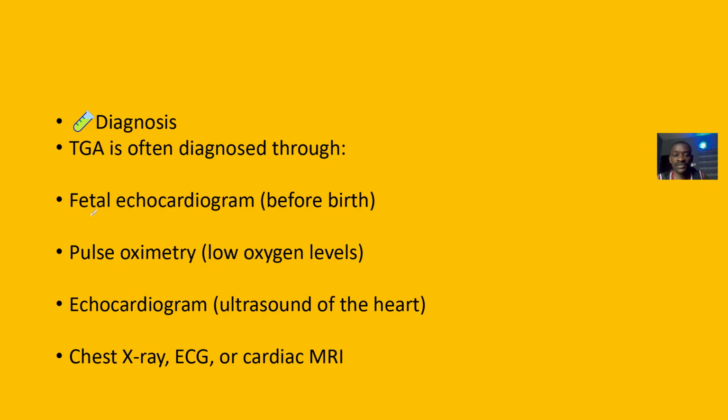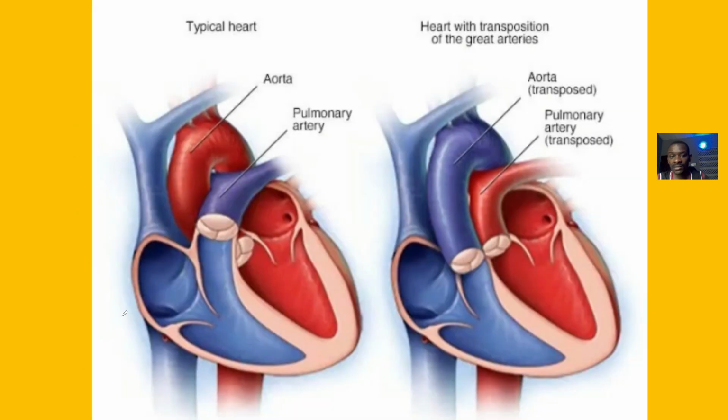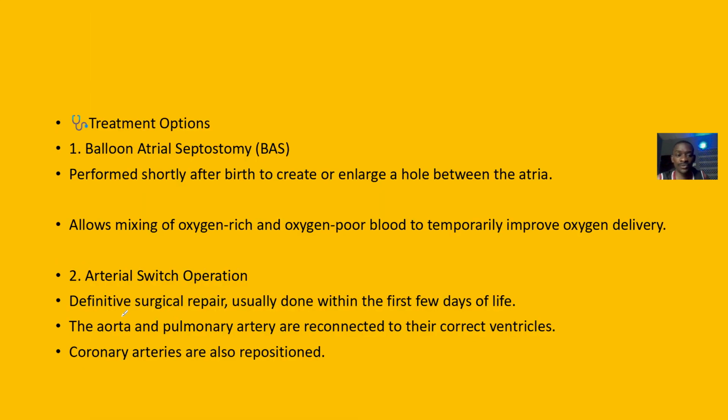So diagnosis is fetal echocardiogram, pulse oximetry, echocardiogram, chest x-rays, ECGs, cardiac MRIs. Okay, so treatment options: balloon atrial septostomy. It's performed shortly after birth to create or enlarge a hole between the atria. Allows mixing of oxygen-rich and oxygen-poor blood to temporarily improve oxygen delivery.